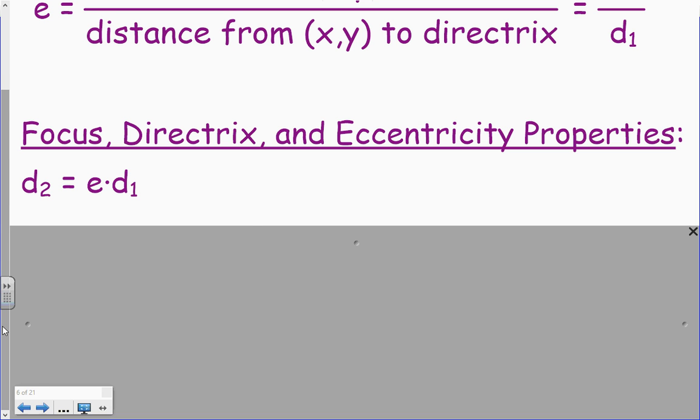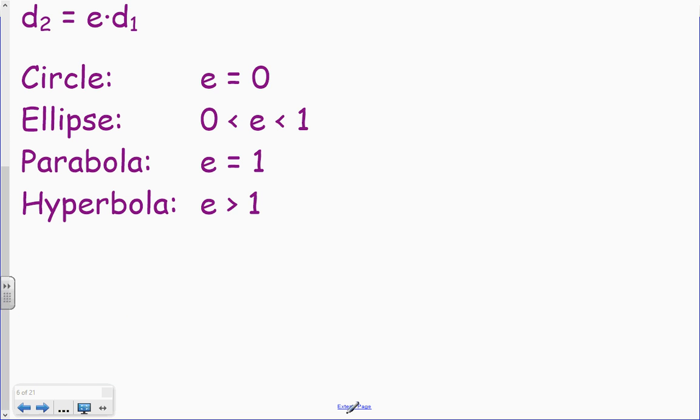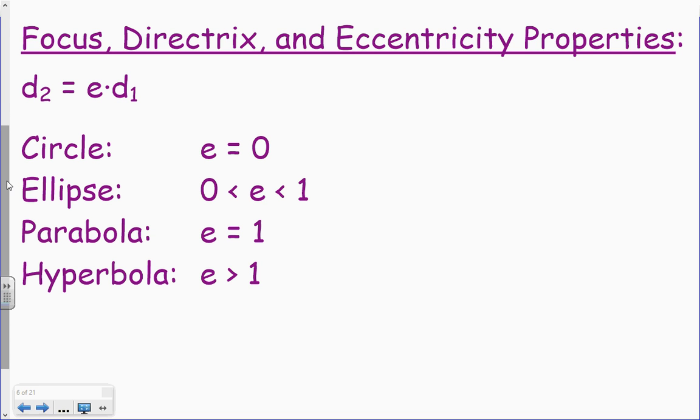All right, so now what kind of conic do we end up with based on eccentricity? Well, here we go. Your eccentricity, like I said there, will define the conic for you. If you have a circle, the eccentricity turns out to be 0.